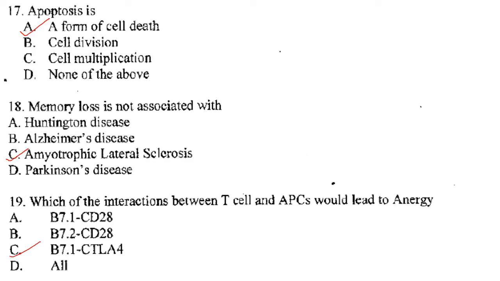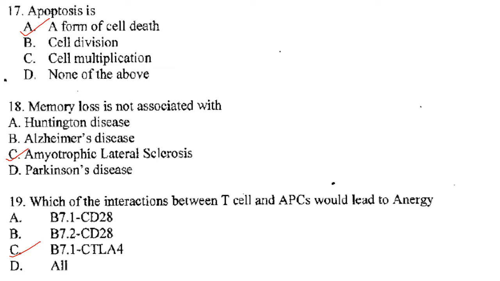Then next one, apoptosis is a form of cell death. Answer is option A. Memory loss is not associated with amyotrophic lateral sclerosis. In sclerosis, it is a progressive nervous system disease that affects nerve cells in the brain and spinal cord, causing loss of muscle control. It affects mainly the motor neuron, and it is a motor neuron disease. So memory loss is not associated with amyotrophic lateral sclerosis.